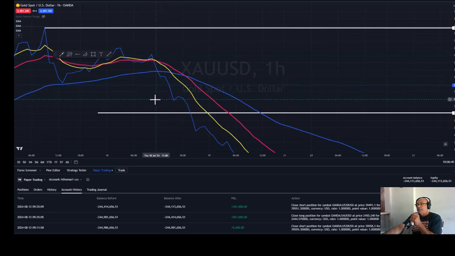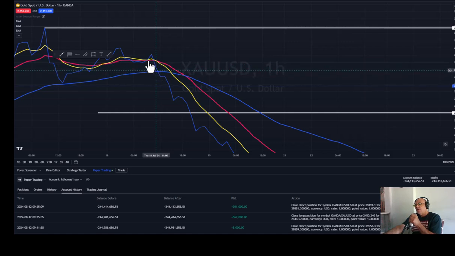So a good place to enter would have been right here. Taking this down. Another good entry would have been right here. Boom, taking this down. Another good place to enter would have been right here. Boom, as it broke this low. All right, it went down, created a lower low, went up, created a lower high, this high being lower than this high. As it breaks this low again, boom, you could have entered here.